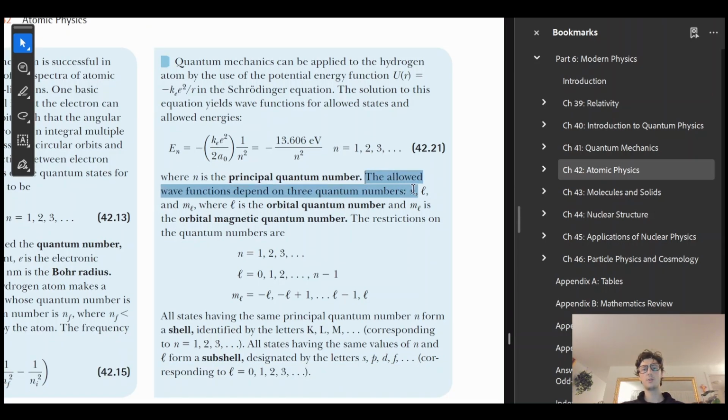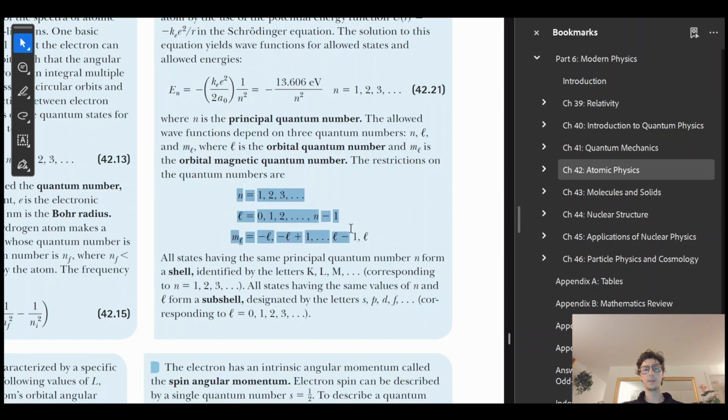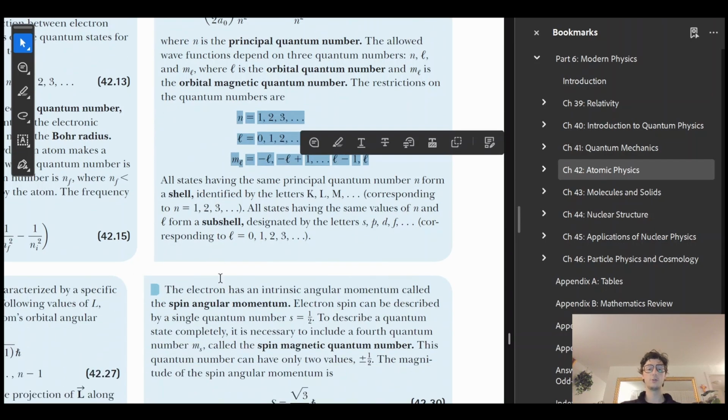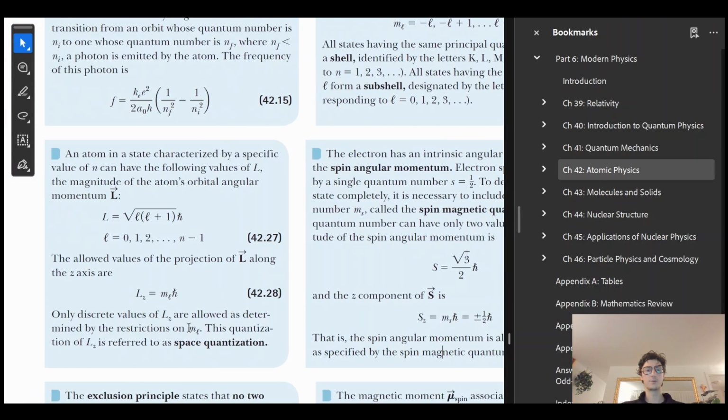There are actually other quantum numbers which they introduce here. L, the orbital quantum number, and the orbital magnetic quantum number, and they give you them here. I haven't seen this in the equation sheet, so I don't know if it's too useful, but you can read it if you wish. And then here they actually give you more quantum numbers: the spin quantum number and the spin magnetic quantum number. So there's quite a lot of quantum numbers. I'm not sure if you have to know those.